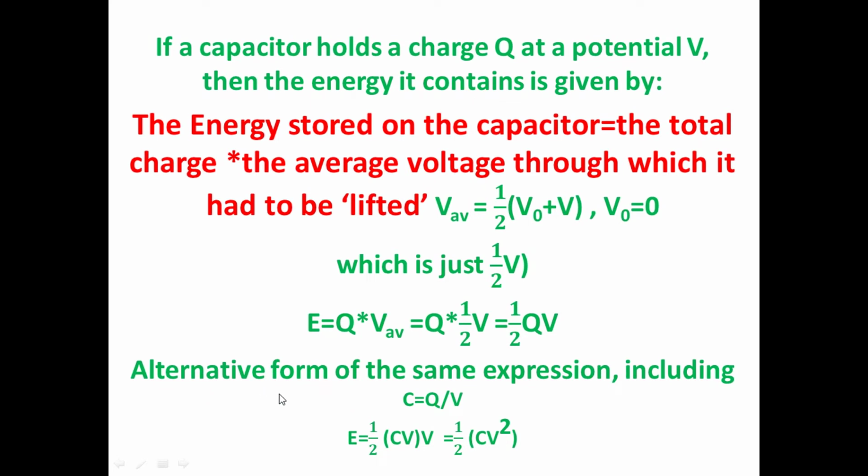Alternatively, the same expression including capacitance. The capacitance is equal to Q over V, so Q is equal to C times V. Inserting this into 1 over 2 times Q times V gives 1 over 2 times C times V times V. So Q means C times V, capacitance times potential difference, and V times V is V squared here.